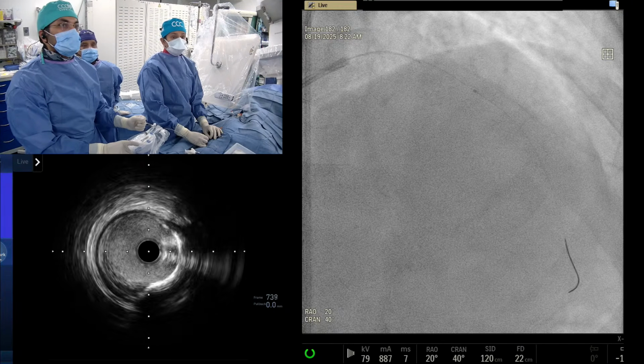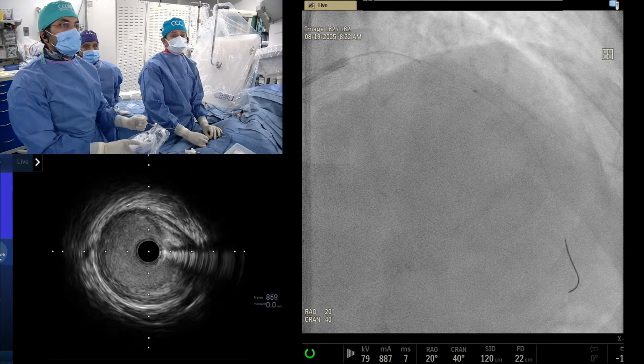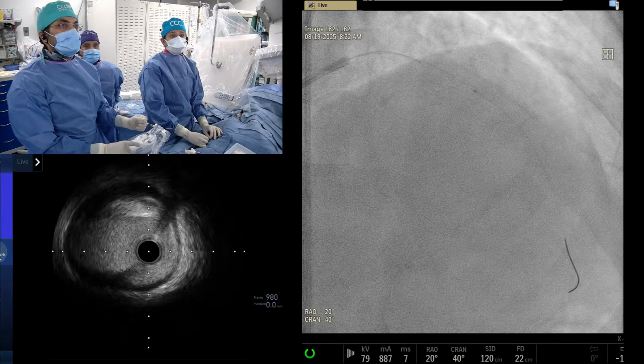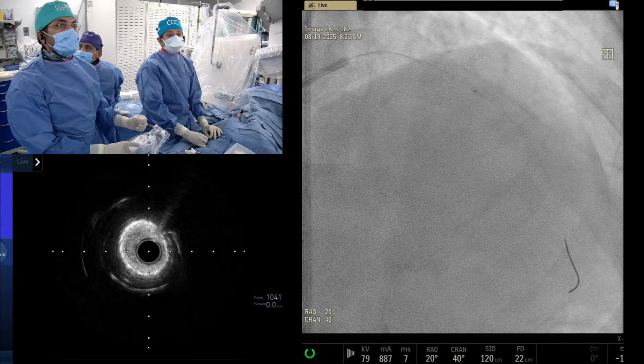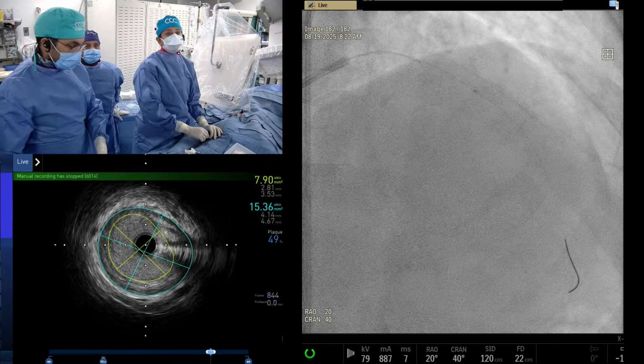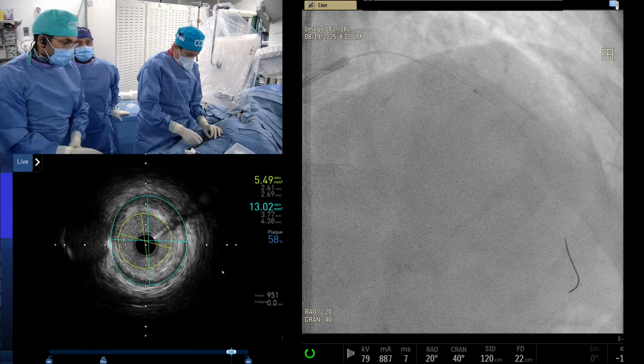Okay, where is the level of the D2? Now we are proximally to the left main, you're already in the guide. And I saw also left main some plaque, but not that significant. Yeah, correct. See 7.9. So this is like the proximal left main.